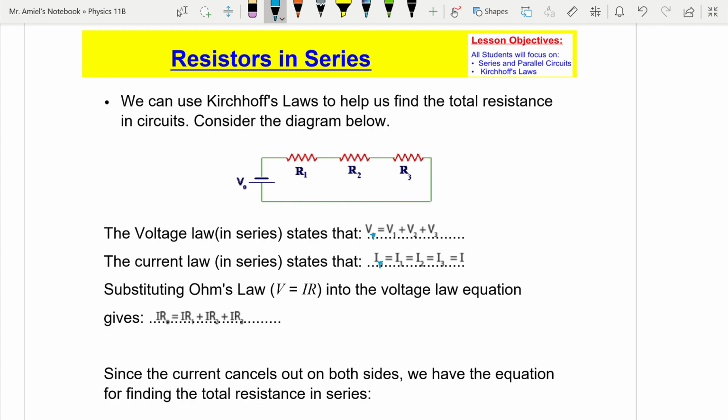which states, again, conservation of energy, that in a series circuit our voltage total is equal to our voltage 1 plus our voltage 2 plus our voltage 3. Our current law in series, and this is again conservation of charge, says that when we're in series, our total current must equal our first current, which must equal our second current, so our current has to be the same at every single element in our circuit.